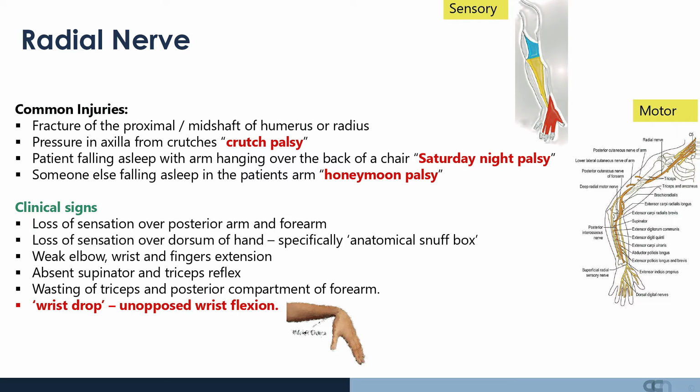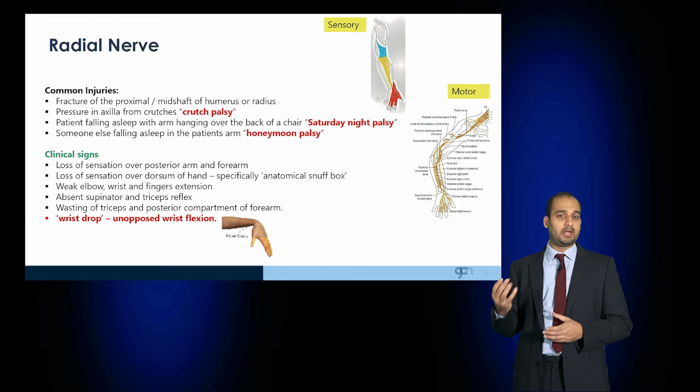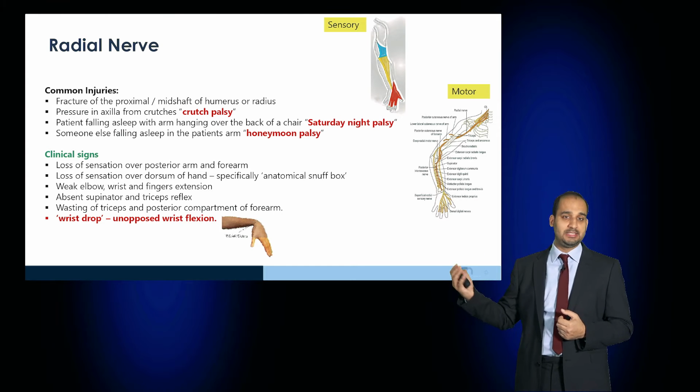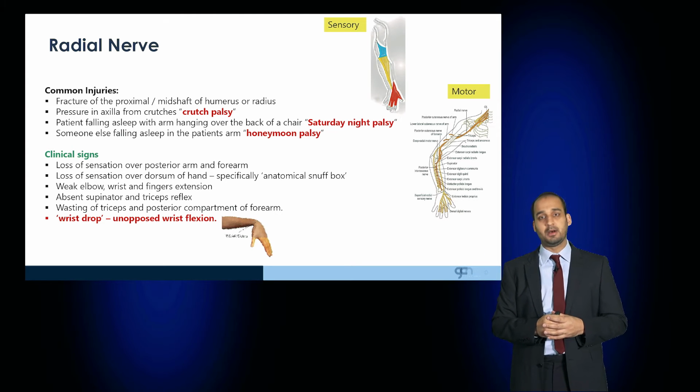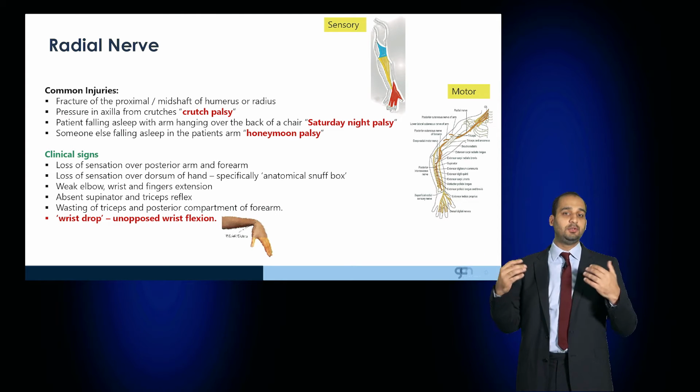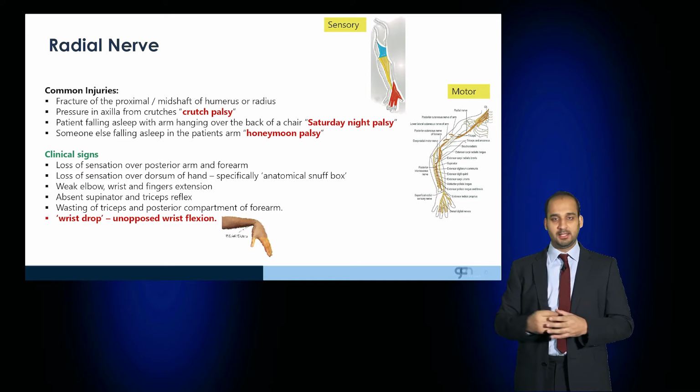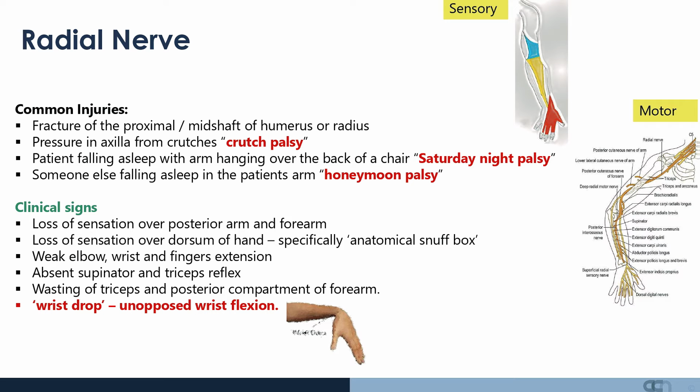They would consequently have weak elbow, wrist and finger extension, absent supination, and the triceps reflex would also be affected. The triceps muscles would appear wasted, as would the muscles in the posterior compartment of the forearm, and due to the inability to extend the arm and the wrist, the patient would have a classical wrist drop.